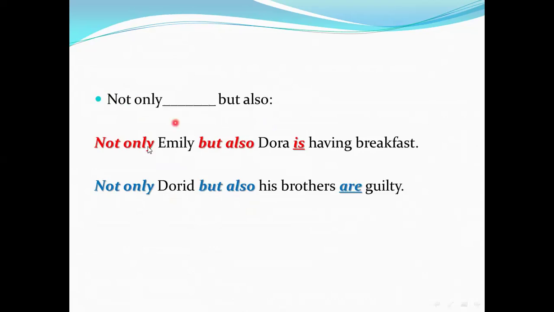Not only but also. Not only Emily but also Dora is. Not only Dora but also his brothers are. So here is the nearest subject. It will be "are" guilty. Here Dora is having breakfast. Here is singular. The adding used here before Dora is singular, and his brothers here are plural. So I put here "are". So: not only Emily, but also Dora is having breakfast. Not only Dora, but also his brothers are guilty.